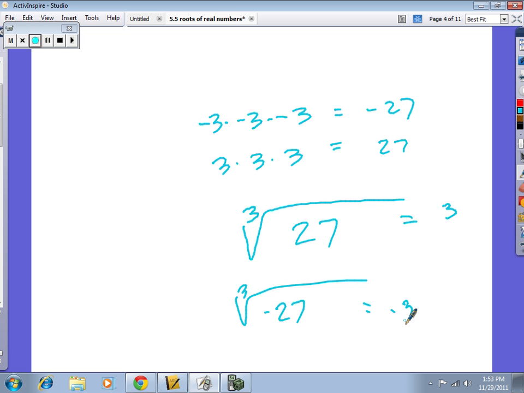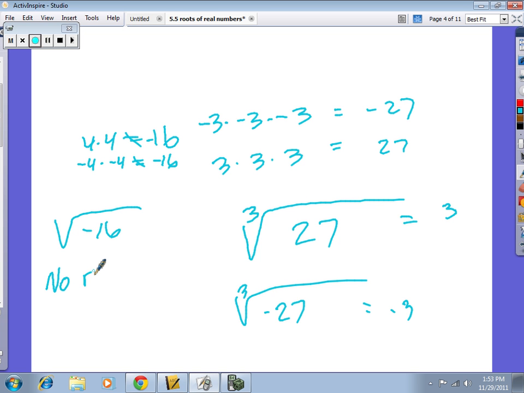What about this? What is the square root of a negative 16? 4 or negative 4? 4 times 4 equals not negative 16. Negative 4 times negative 4 equals not negative 16. So what's the square root of a negative? It doesn't have one. Your answer is not in the set of real numbers. No real answer. Look at this right here.